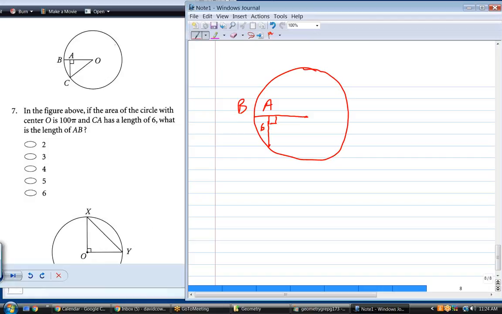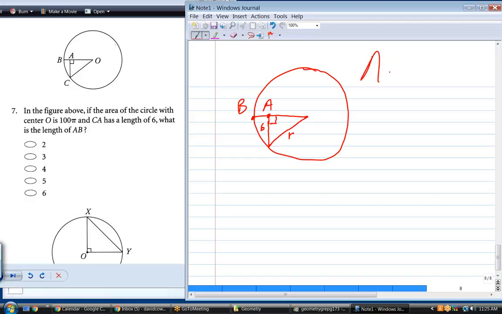This one has all kinds of stuff we're going to have to figure out before we can figure out the length of AB, but it's not hard. Each step is easy. Okay? Again, let's complete this triangle. That's the radius of the circle.